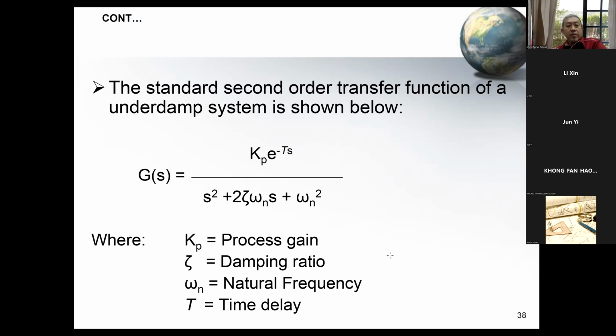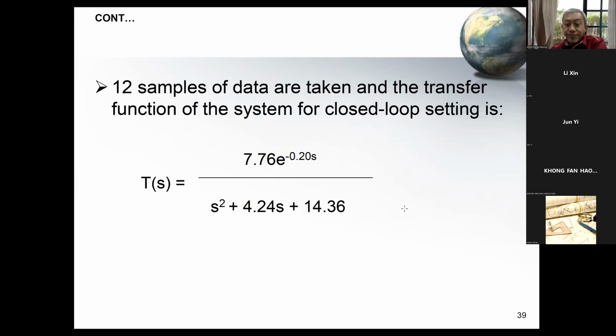You can see that this is the model structure of the second order system. It consists of the proportional gain, the zeta value, the natural frequency, and of course the time delay at the exponent part. And the transfer function obtained is quite similar with the previous measurement of the transient response.